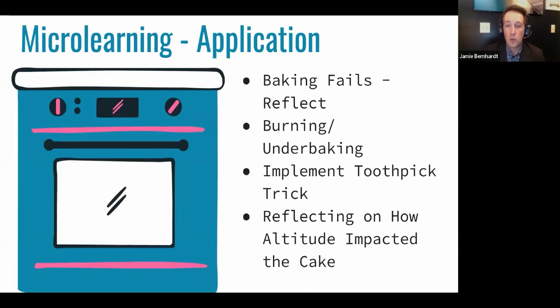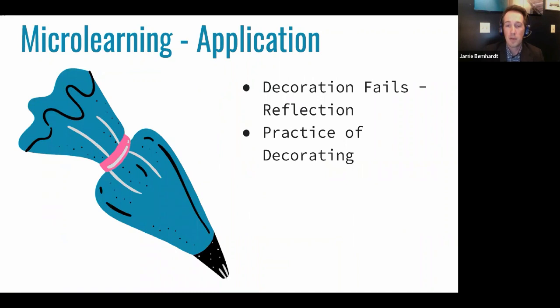If your baking goes well or fails, you tend to reflect on what you did, such as burning or underbaking, and then utilize more strategies such as the toothpick trick, or know how altitude impacts your cake. The application of this knowledge is learned best with hands-on microlearning. Applying depth of knowledge during decorating will entail a reflection on what failed and what went well. This helps to deepen the knowledge on the practice of decorating.